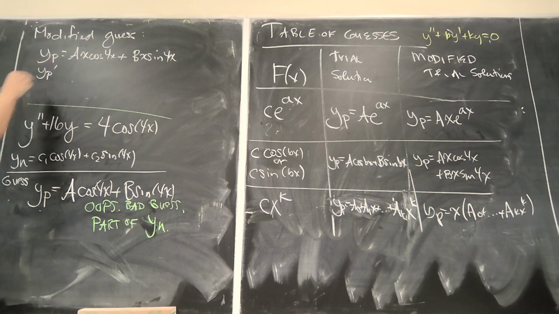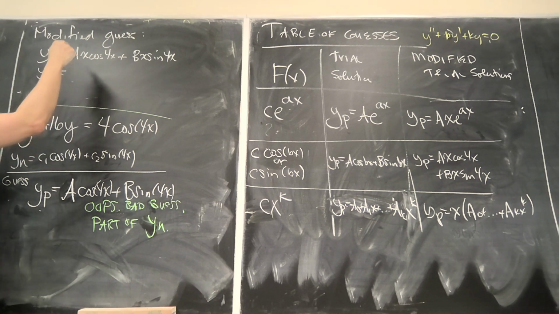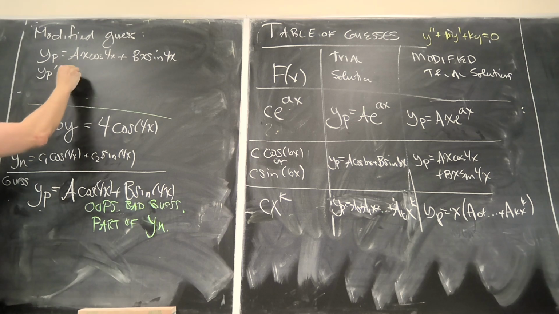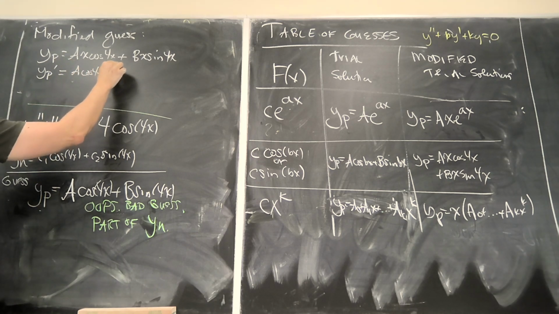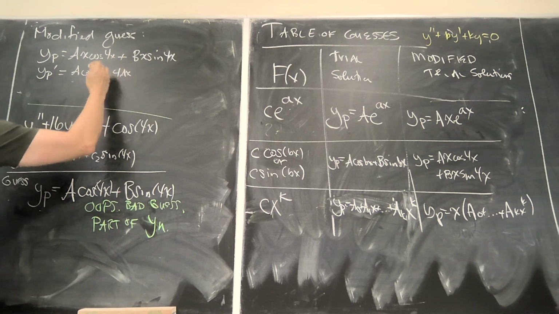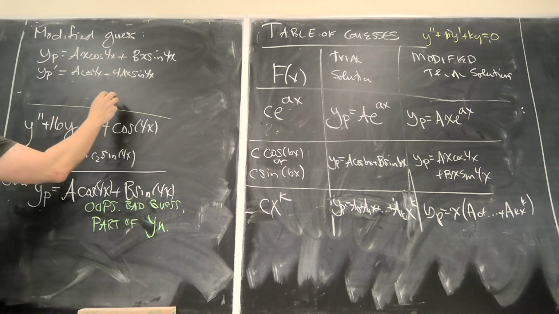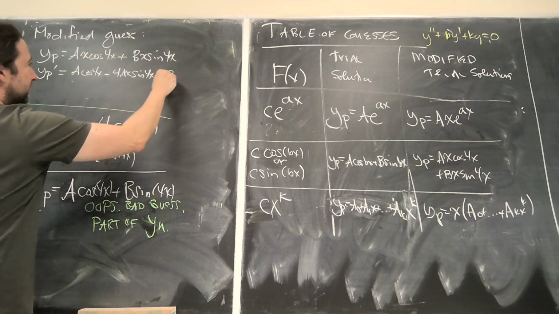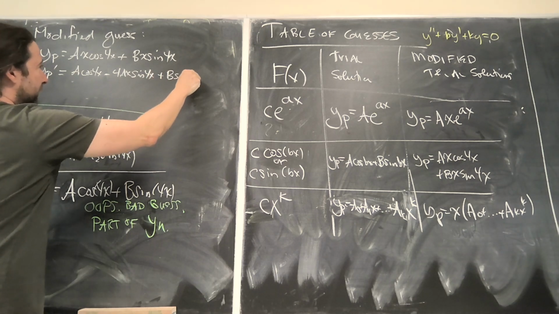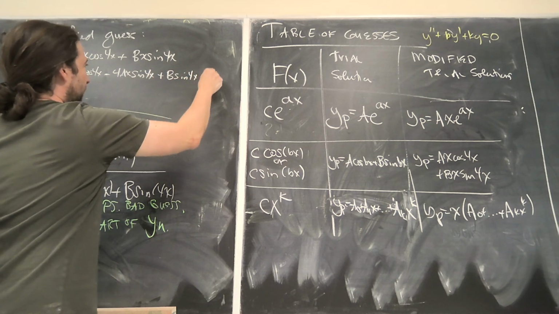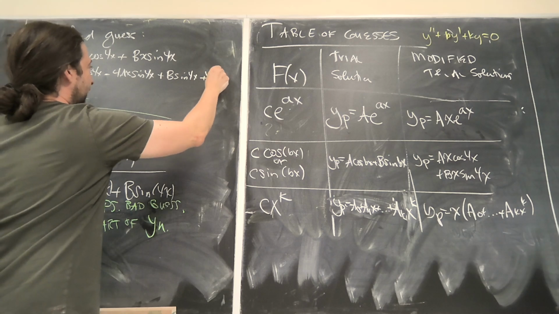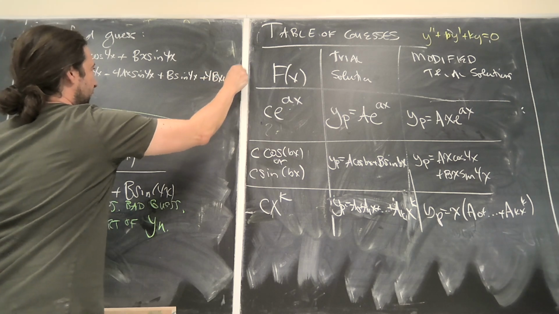All right. Make sure that you're following my derivatives here, because I want to screw this up. Okay, so the derivative of this thing is a times the cosine of 4x minus 4ax sine of 4x plus b times the sine of 4x plus 4bx times the cosine of 4x. I think that's right.